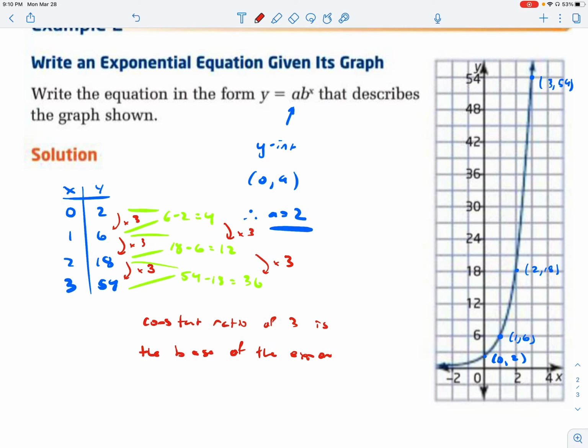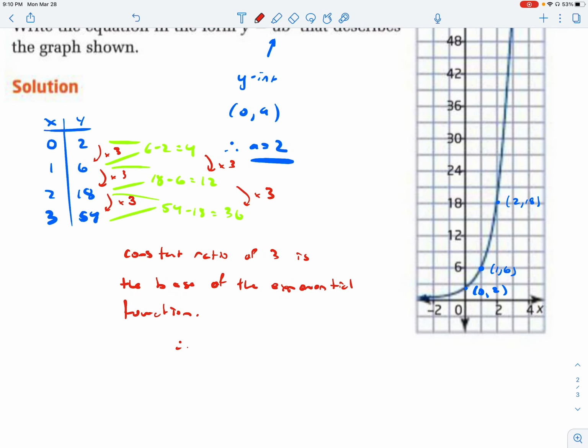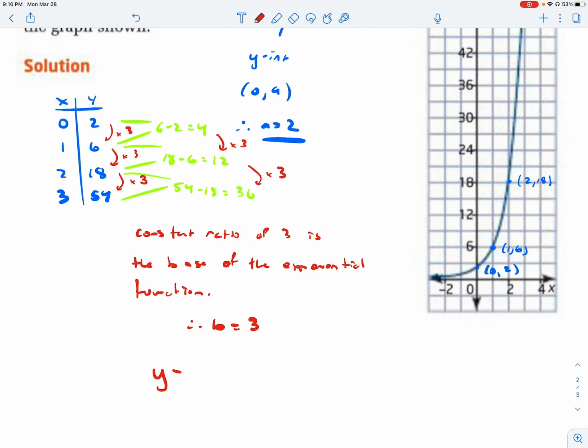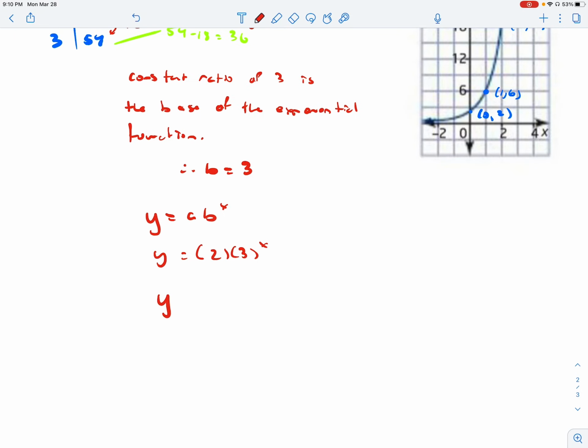That's another property of exponential functions. Therefore, b is equal to 3. Just by looking at the table and the graph, I determined my values for a and b. Putting it together, a is 2 and b is 3. You can write it like that. I like to write it like this: 2 times 3 to the exponent x.